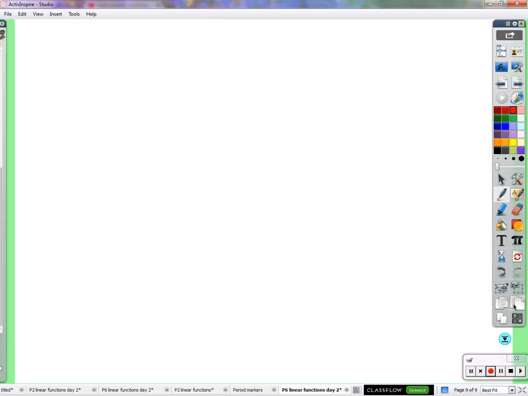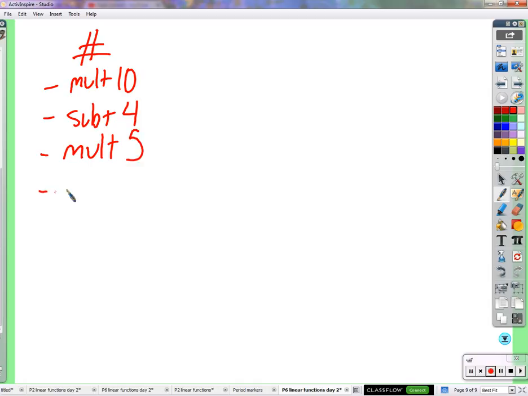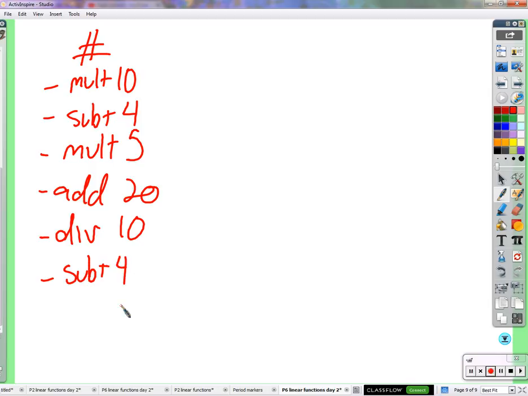Try a similar one, similar complexity. Pick a number, multiply by 10, subtract 4, multiply by 5, add 20, divide by 10, and subtract. Write an algebraic expression and simplify that algebraic expression. Remind me if I forget this time to plug a number in to the first expression and to the simplified expression.